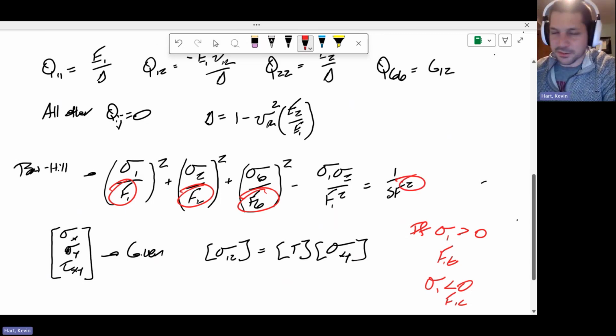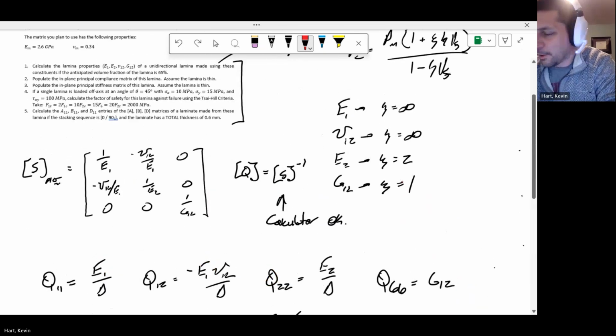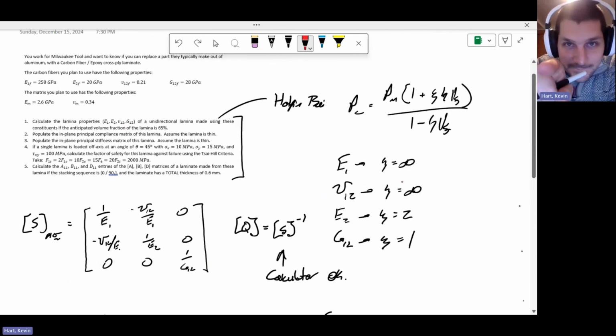Don't forget the safety factor squared. Oh my God, I know someone's going to do it. I know it. Is it going to be you?